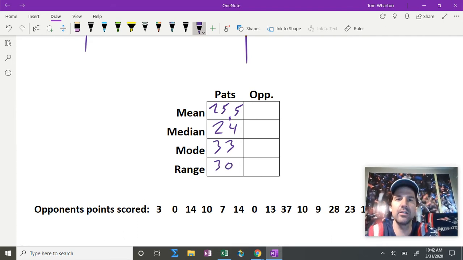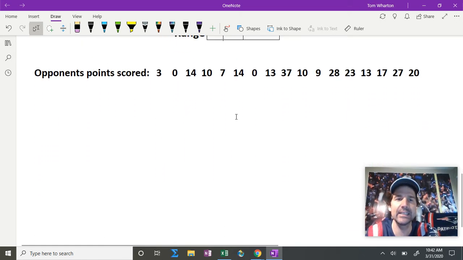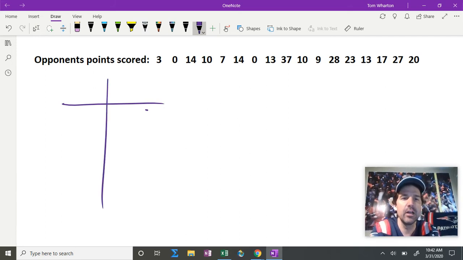All right, so that's the stats for the Pats. The stats for the Pats. All right, now let's look at the opponents and let's see what their results look like. So I'm not even going to write stem and leaf. I'm just going to start writing it down like the values.